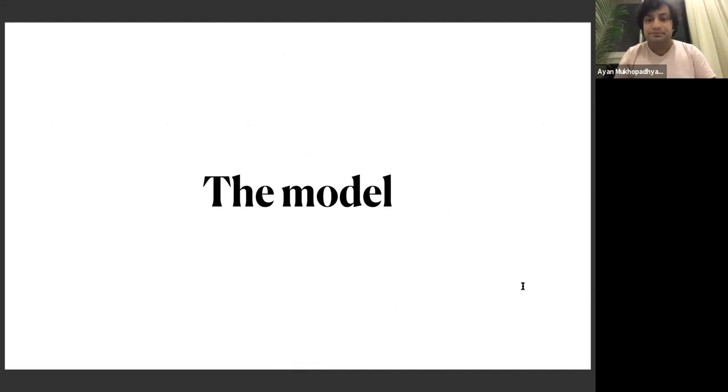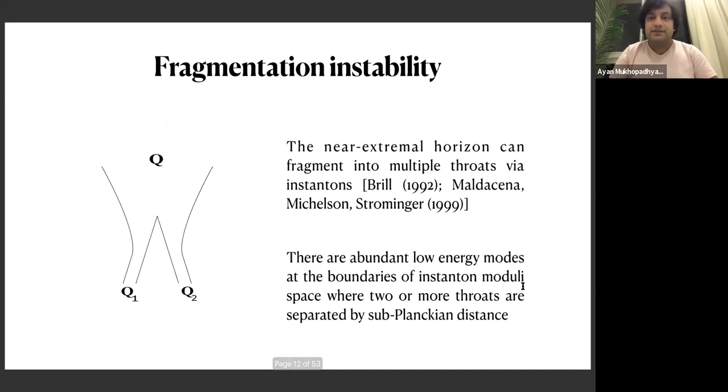So now we come to the model. Essentially our model is inspired by the fragmentation instability of the near extremal horizon. This was actually discussed by Brill in 1992, but has been physically interpreted much more clearly in a paper by Maldacena, Michelson, and Strominger. So essentially it is an instanton-like solution. You take an extremal black hole horizon with a certain charge, and this is an electric charge. It can fragment into two throats, which have charges Q1 and Q2, so that Q1 plus Q2 is Q, of course.